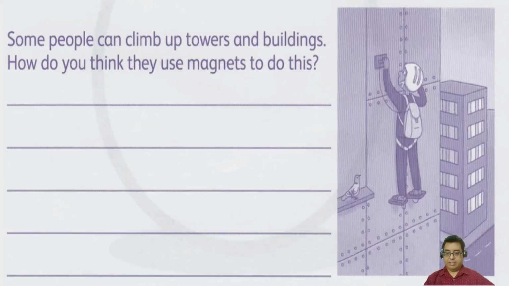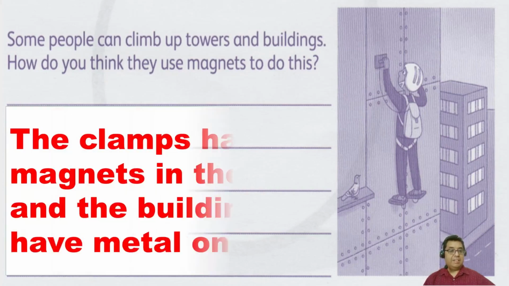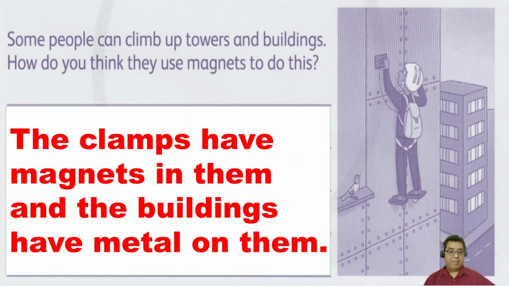This question says, some people can climb up towers and buildings. How do you think they use magnets to do this? Again, go ahead and write your answer down. If you want to share it with me, put it in the comments down below. And what would you say? This is what I wrote. The clamps have magnets in them, and the buildings have metal on them. So yes, I guess the clamps are made strong enough to carry a person, or I should say pull a person up the side of a building if it's made out of metal.